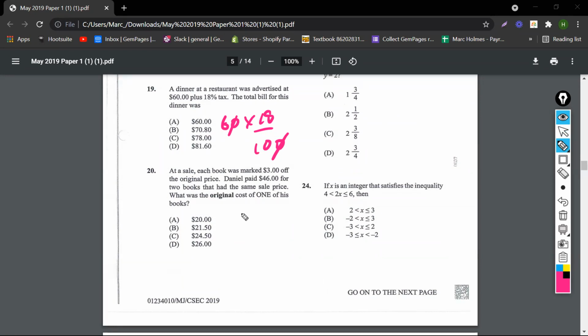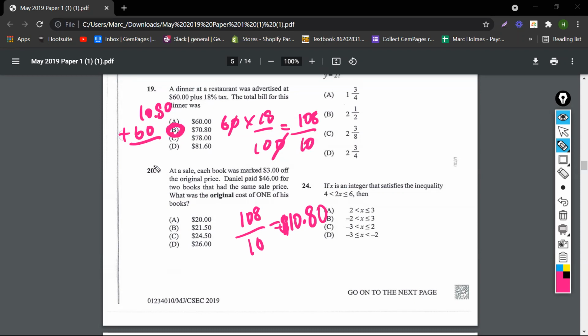I think it's 108. 108 divided by 10. So the tax is gonna end up being 10.8. So 6 times 18 is gonna be 108, and that's gonna be divided by 10. So my tax is going to be $10.80. So if I add the $10.80 to the $60 for the dinner, I'm going to end up with $70.80. So my answer is B.